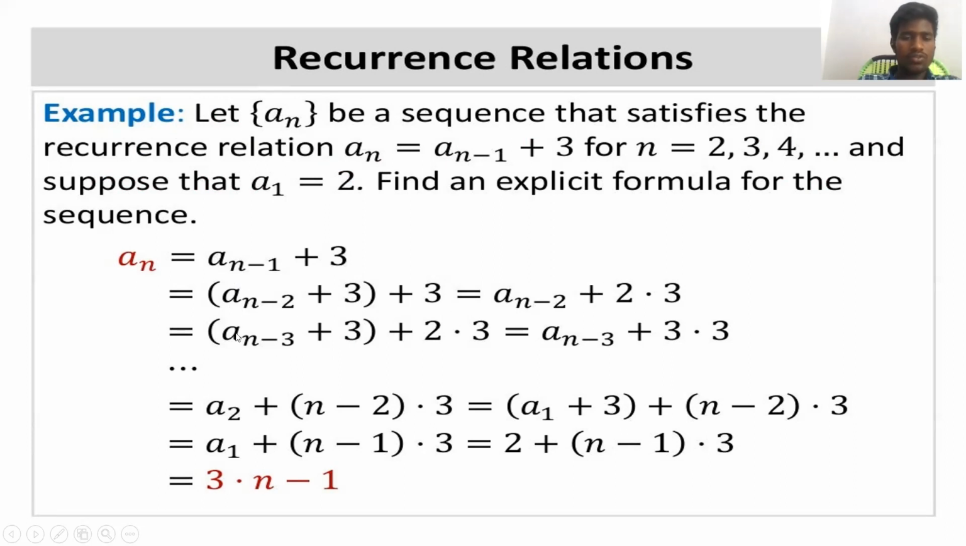For an-2, the preceding term is an-3, plus 3, so 2 into 3 remains as it is. Then again it is 3 into 3. Like that, we will substitute, and likewise we get a1 + 3 + (n-2) into 3. Finally, we get the formula as 3 into (n-1).